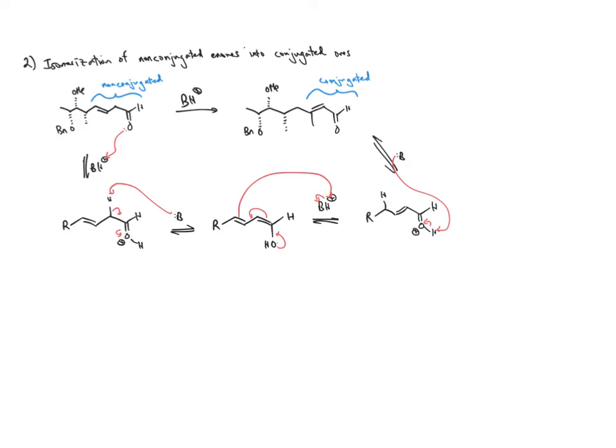Right, so isomerization of non-conjugated enones into conjugated enones can occur. And again, this can happen under acidic conditions, or it can happen under basic conditions by a very similar mechanism. Right, the third thing that's a consequence of keto to enol tautomerization is the exchange of alpha protons for deuterium.